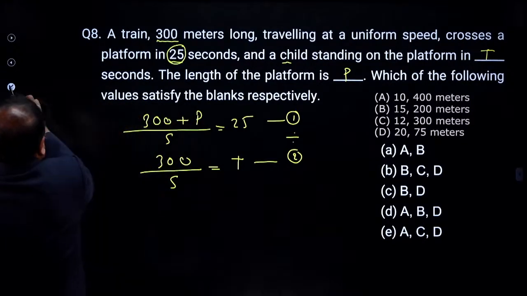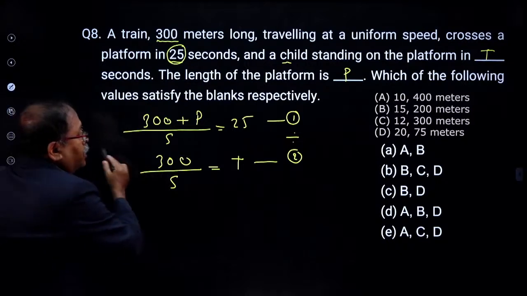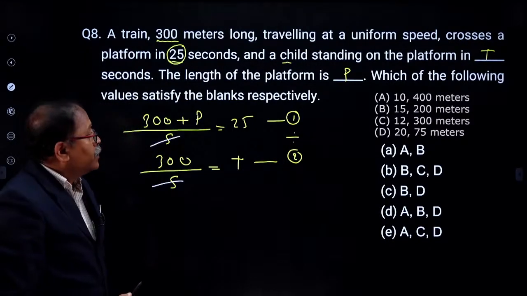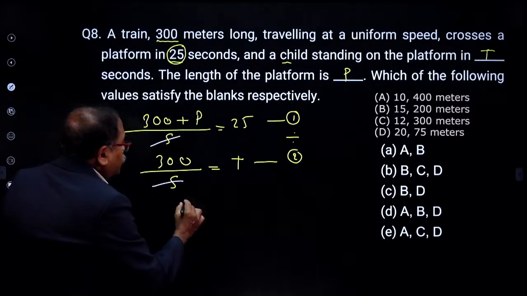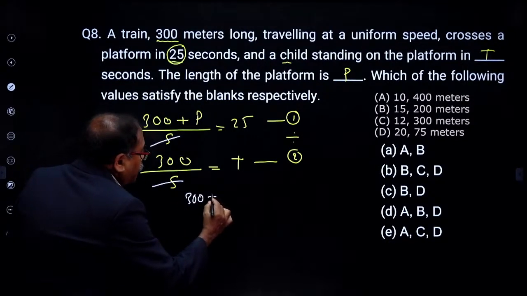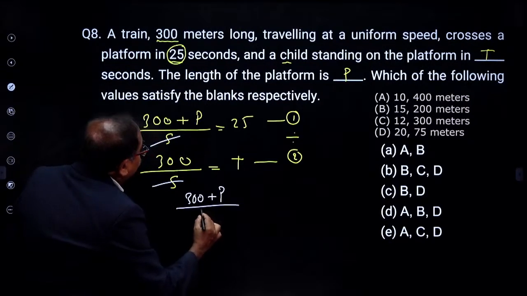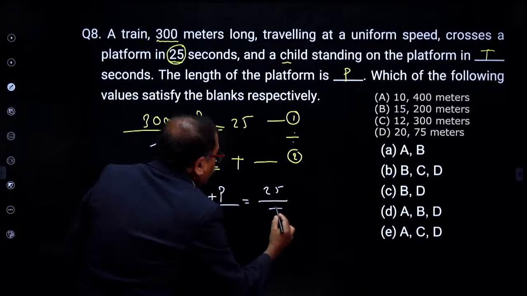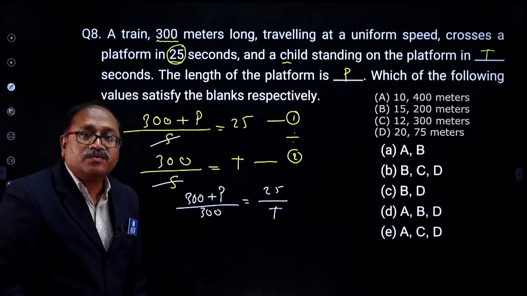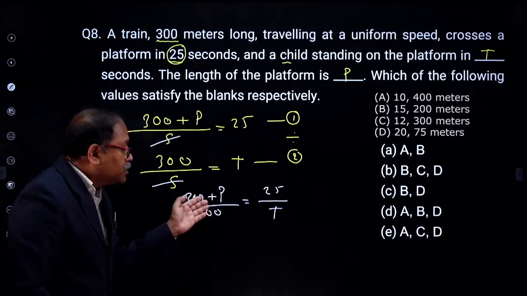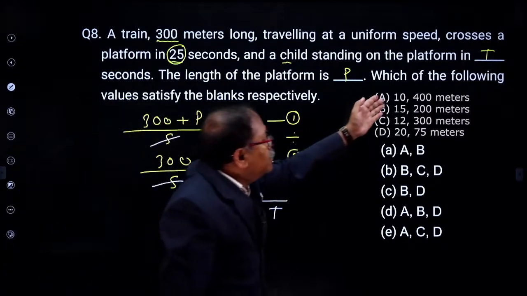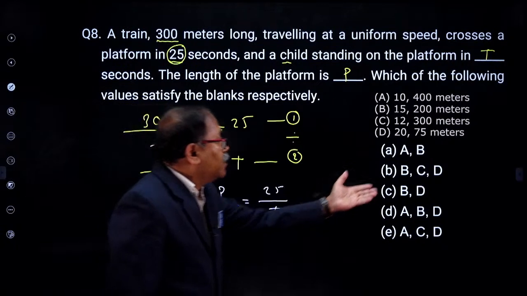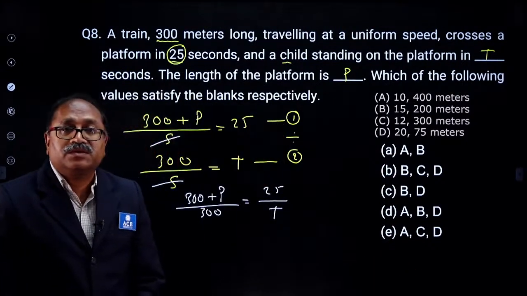Now I will work out on this. Appal Naidu sir, when I divide this 1 by 2, this S gets cancelled. And finally I get 300 plus P by 300 is equal to 25 by T. That's over. So I got an equation where P and T are there. Replace the values of P and T and check which option verifies, because we have more than one option.